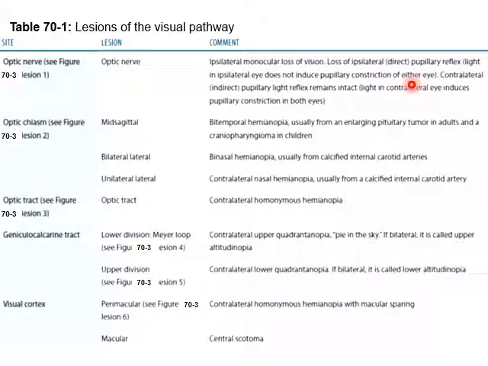However, this blind eye has a pupillary constrictor muscle, which is not affected because it's supplied by the parasympathetic coming from the oculomotor nerve, which is not affected. The blind eye is damaged by a damage in the optic nerve, not in the oculomotor nerve. So that's why the contralateral or indirect pupillary light reflex will be intact.